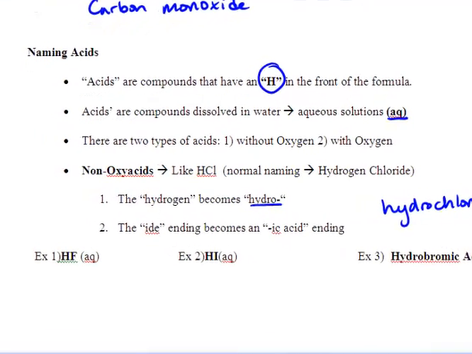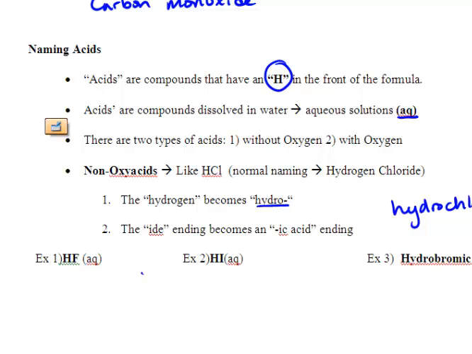So let's try a couple of examples. We've got HF, and this is going to be hydrogen fluoride. So we're going to drop the gen of the hydrogen. So we're going to get hydrofluoric acid.